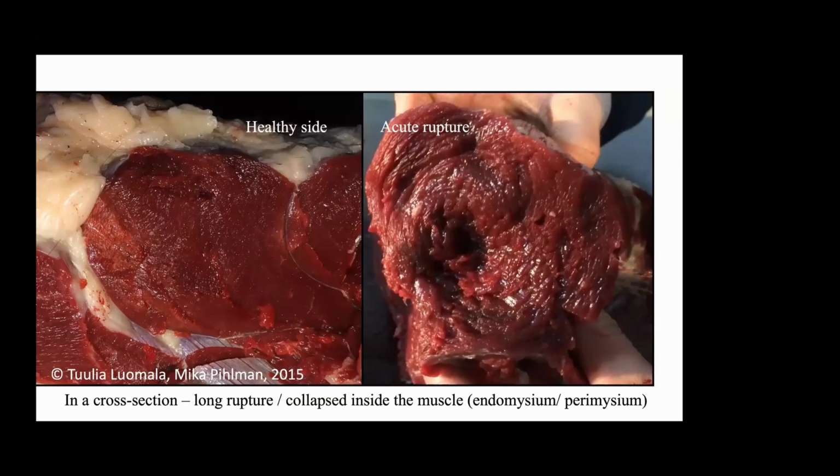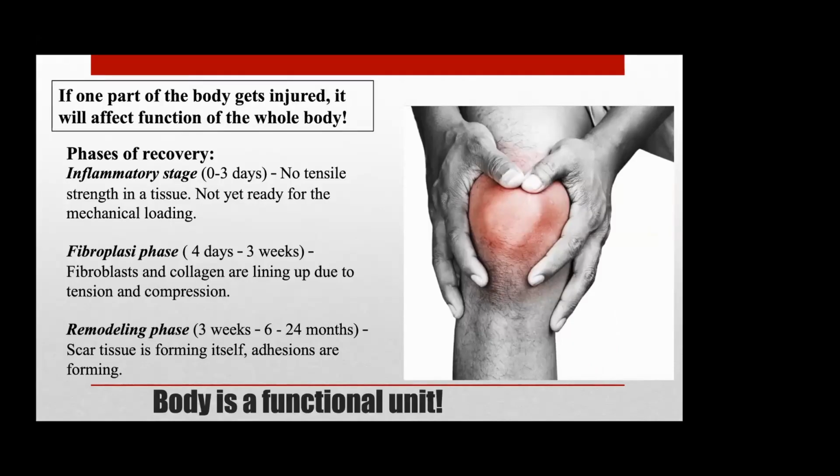Here is one acute rupture also from the horse triceps, healthy side on the left and the rupture side on the right. So you can see how the rupture is there on the muscle. It is collapsing the endomysium and the perimysium of the muscle and creating problems for the whole body. And now when we are talking about how we could recover from this one, if one part of the body gets injured, it will affect the whole body.